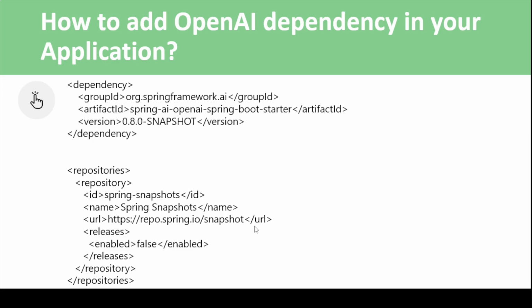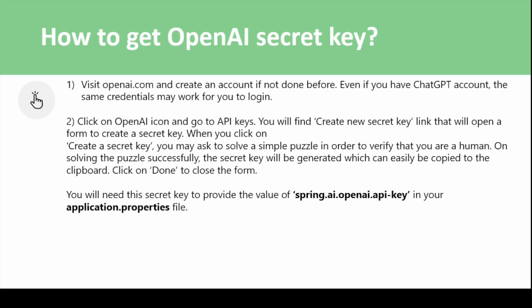So how do you get an OpenAI secret? Visit openai.com and create your account if you do not have one previously. You can also use your ChatGPT account, because the credentials may work for either. If you click on the OpenAI icon and go to API keys, you will find the option to create a new secret key. We will use that secret key in our application to communicate with the OpenAI API.